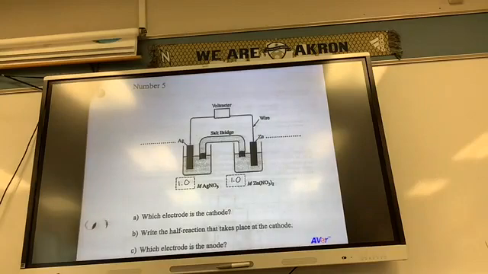If nothing is mentioned, we assume that the molarities are what? 1. Okay, good. If it's negative, is it the cathode? Not necessarily.